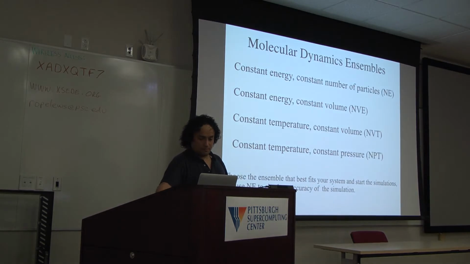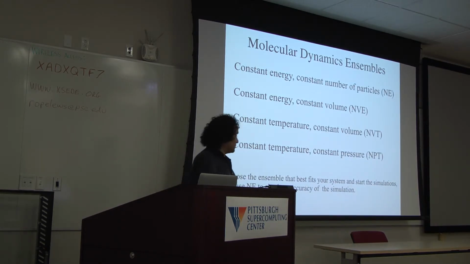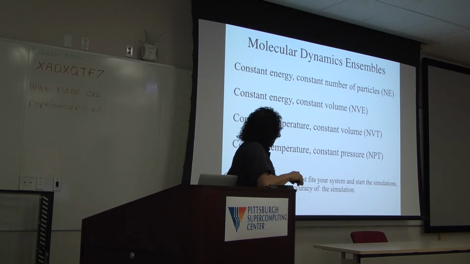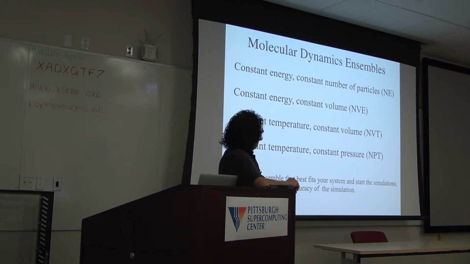So let's go back to the statistical mechanics component of all the molecular dynamics. If you've taken a statistical mechanics class, you always come across the ensembles, right? You have constant energy and constant number of particles, NVE; constant temperature, constant volume; constant temperature, constant pressure, right? So which of all these ensembles do you think is the most realistic for a protein simulation?